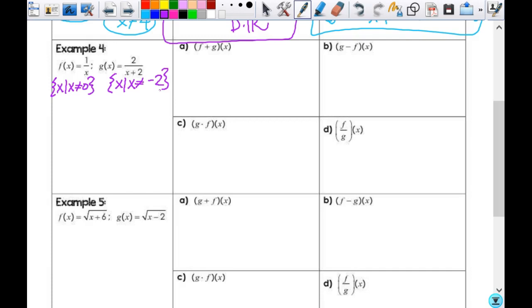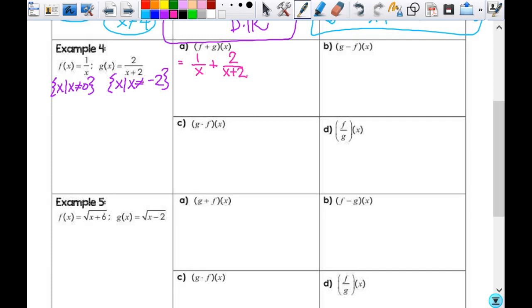All right, so when we look at these domains together, it's what they have in common, which means I have to put them together. So all real numbers except that x can't equal 0 or negative 2. That's what's going to happen in A, B, and C when we get there. Okay, so let's look at A. f plus g of x. So f of x is 1 over x plus g of x, which is 2 over x plus 2.